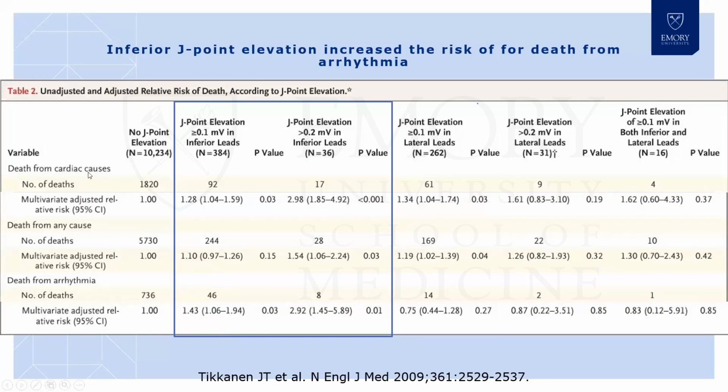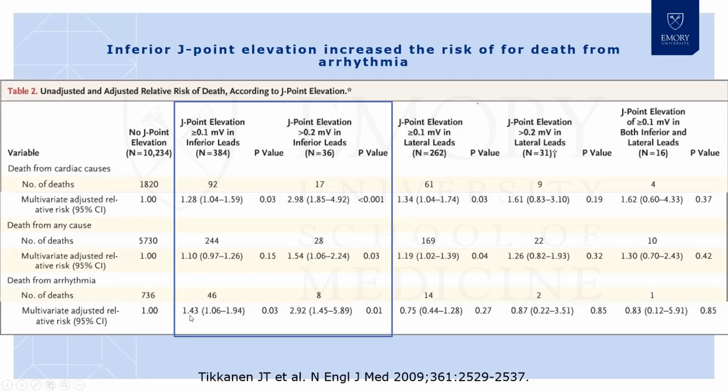trying to find the odds ratio for incidence of death from cardiac causes, death from any cause, or death from arrhythmia. And they saw that in the inferior leads, those are the only leads that were actually associated with all 3 outcomes. So you see that the odds ratio after multivariate adjusted relative risk was 1.28 in patients with 0.1 millivolt elevation, and 2.98 if the degree of J-point elevation is more than 0.2 millivolts. And death from arrhythmia, pretty much similar.